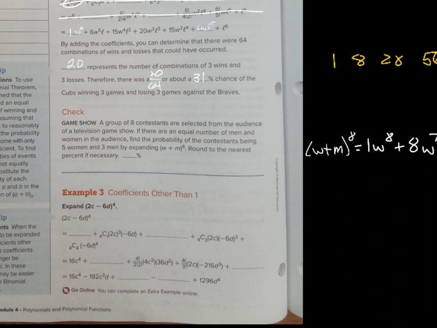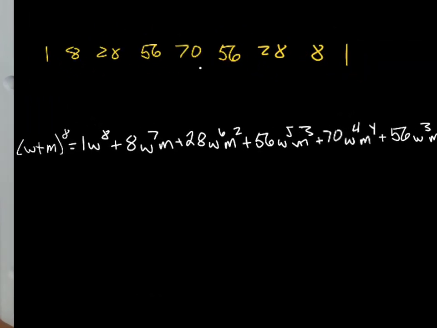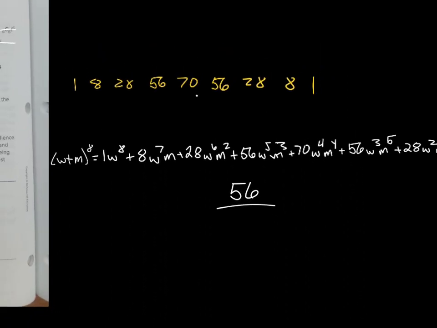It says, find the probability of being 5 women and 3 men. 5 women, so it's 56 over, how do you get the over? You had to add up all the coefficients. So it's 1 plus, and that's why I wanted to write the 1 so we didn't forget about those. You don't have to have it, but 1 plus 8 plus 28 plus 56 plus 70 plus 56 plus 28 plus 8 plus 1.